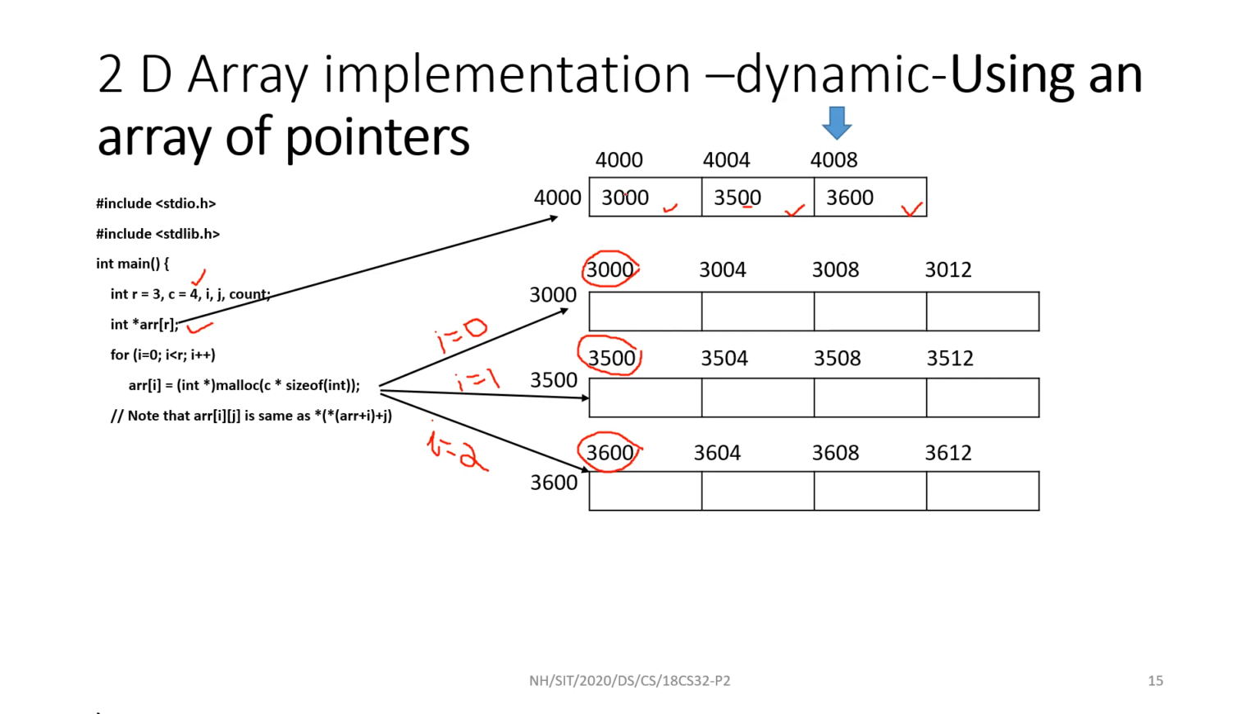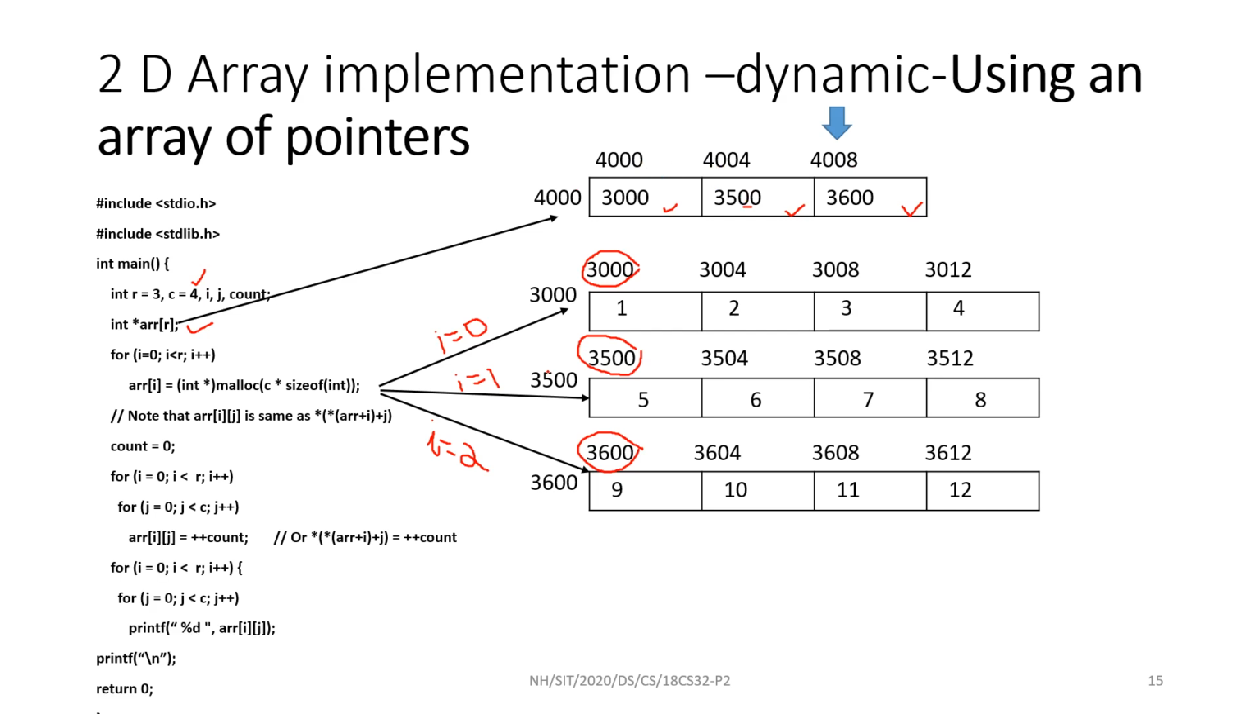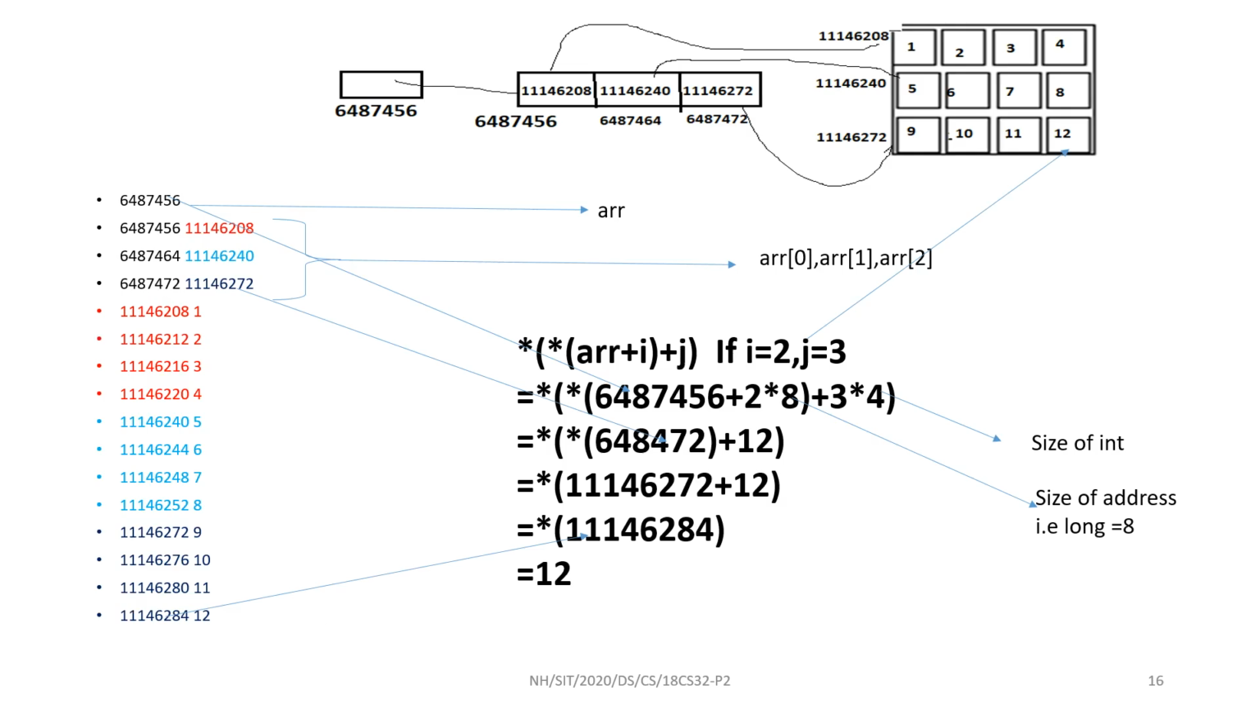This is my array. These are all my 3 row addresses, where these addresses are stored under 4000, 4004, 4008. Now we'll see how to access it. Now these are the elements. For example, this is the same thing with different memory addresses. I want to access this 12. How to access it? First of all, I should know the starting address, that is the array address.